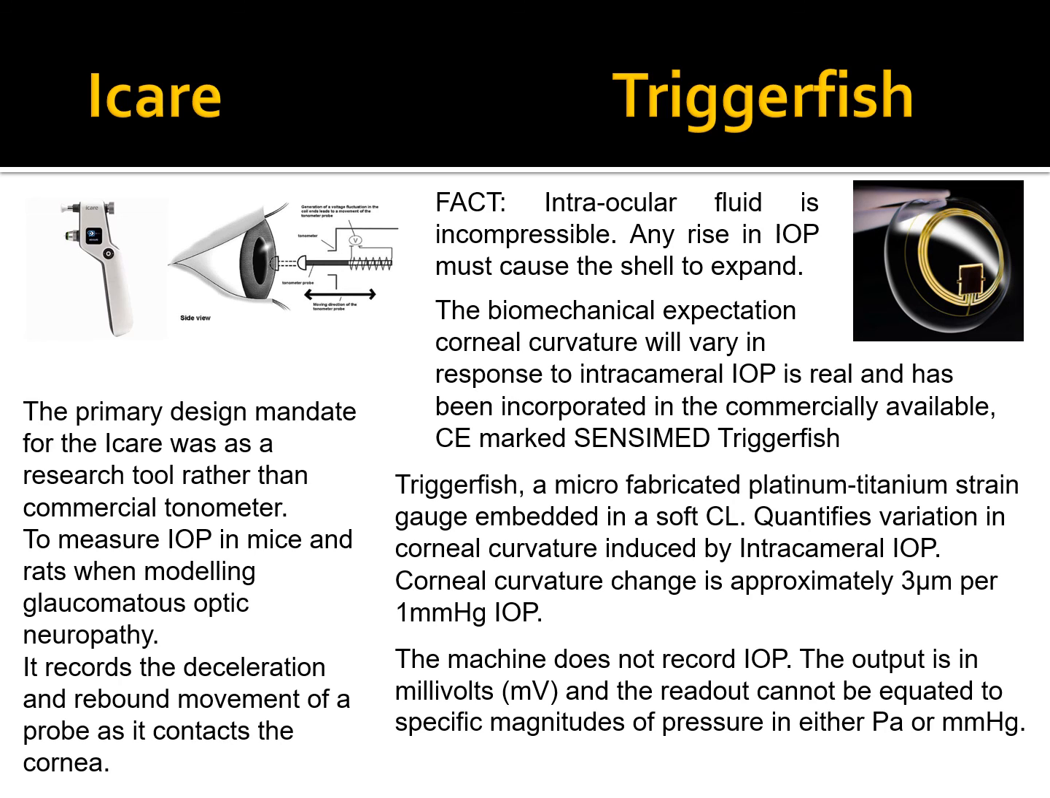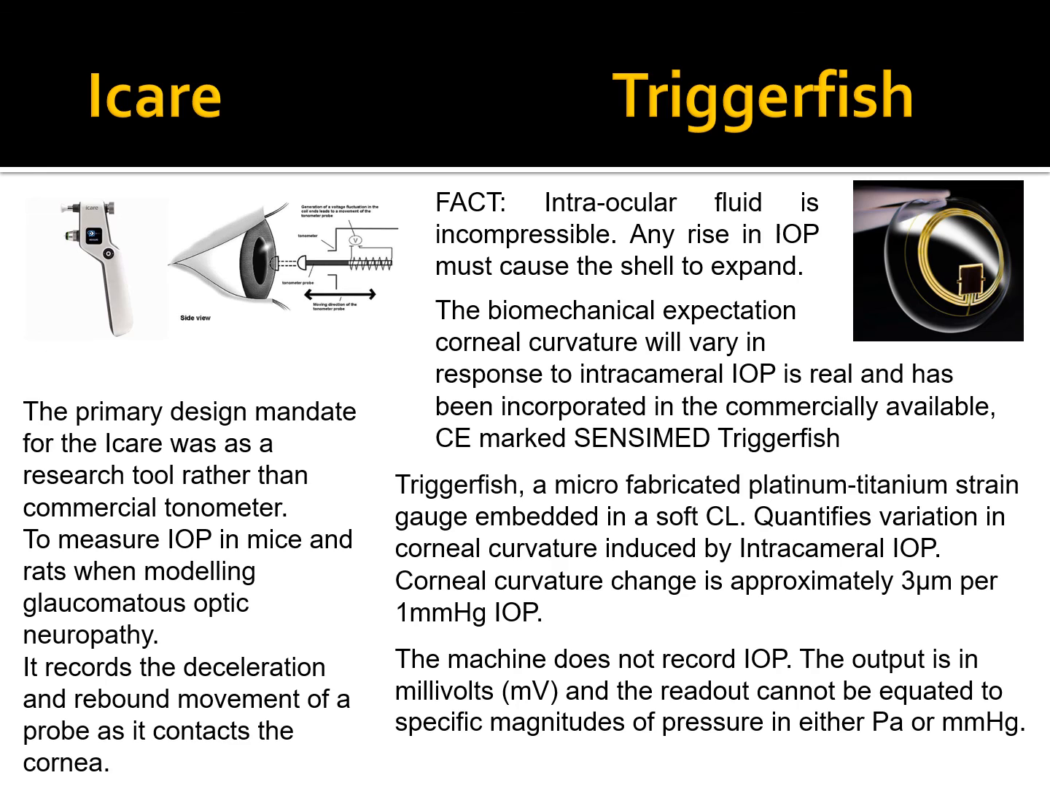Then there's this thing that we've already said about Triggerfish. And it's based on another biomechanical concept. Nothing like GAT. Intraocular fluid, you've got to appreciate, is incompressible. So any rise in IOP has to cause the shell to expand. The biomechanical expectation that corneal curvature will vary in response to intracameral IOP is real and has been incorporated into this. So it has a microfabricated platinum titanium strain gauge.